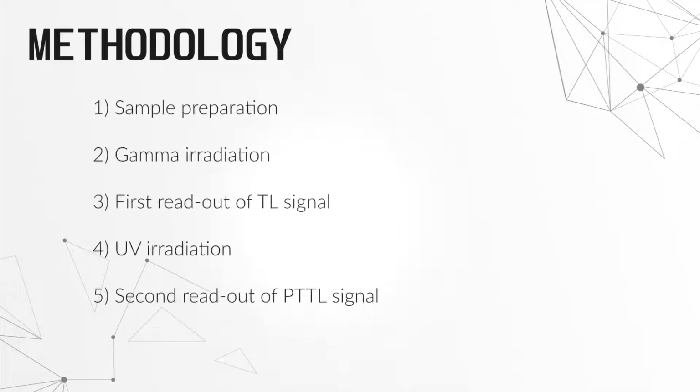The samples that were used in this project are borosilicate microscope glass light. The entire measurement cycle for this project consists of the following steps: sample preparation, gamma irradiation, first readout of the TL signal, UV irradiation, and second readout to collect the PTTL signal.